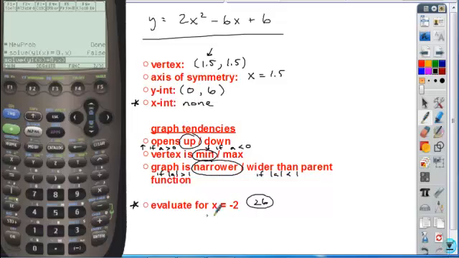And then if I wanted to evaluate for x equals -2, I can use my function notation once again, y1 of x, and I can just plug in the value I'm testing or evaluating here. So evaluate when x is -2. So I get y1 of -2, hit enter, and it confirms my answer of 26.